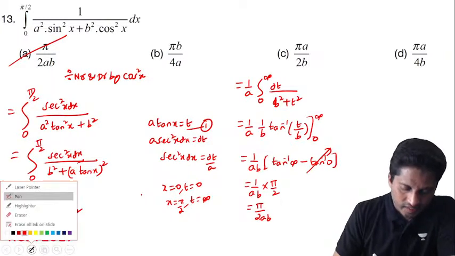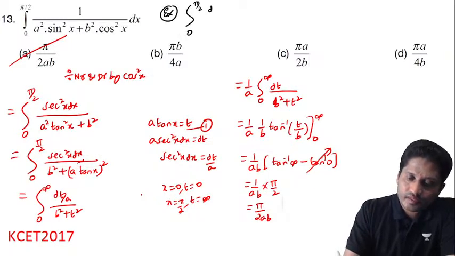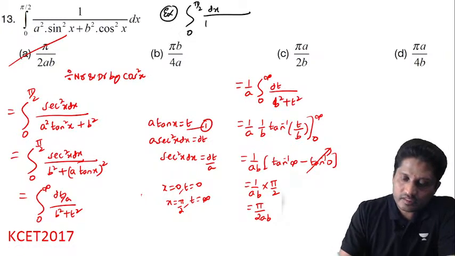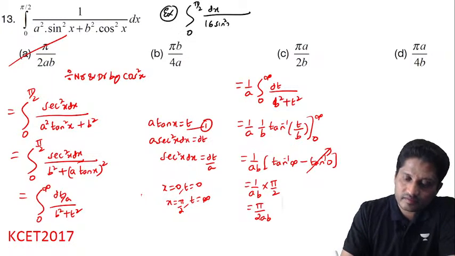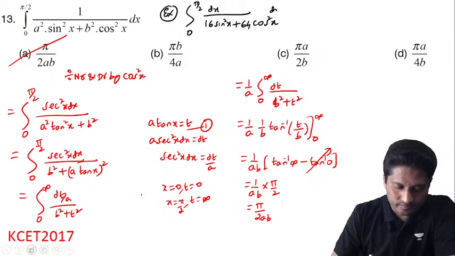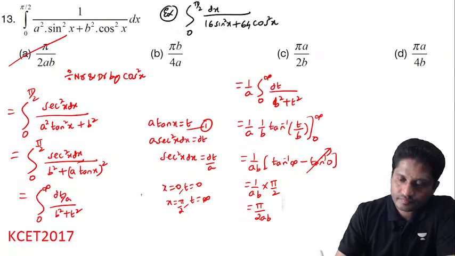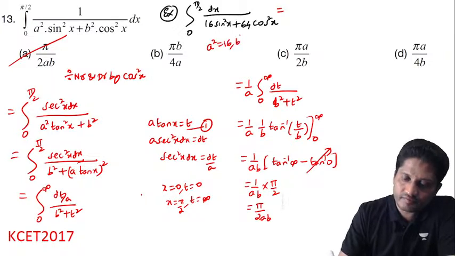I'll give you an example. Let's say you have the integral with limits 0 to pi by 2, of dx divided by 16 sine square x plus 64 cos square x. It need not be a perfect square as well. If I compare, a square is 16 and b square is 64. So this means that a is equal to 4 and b is equal to 8.